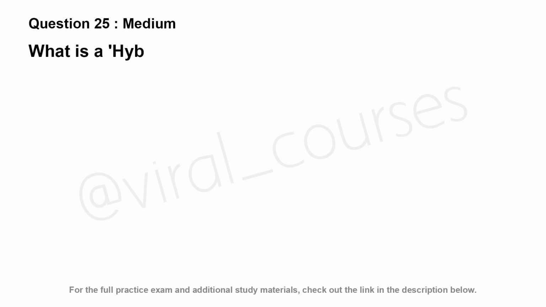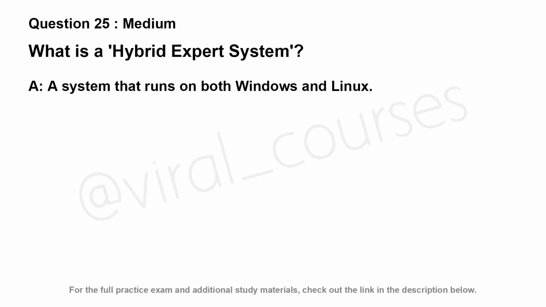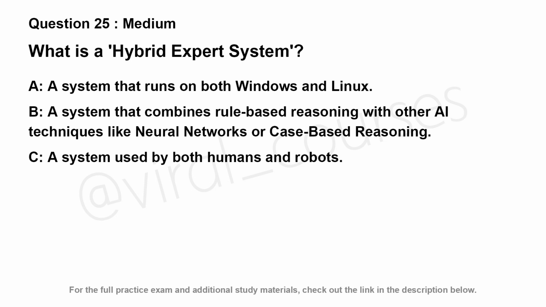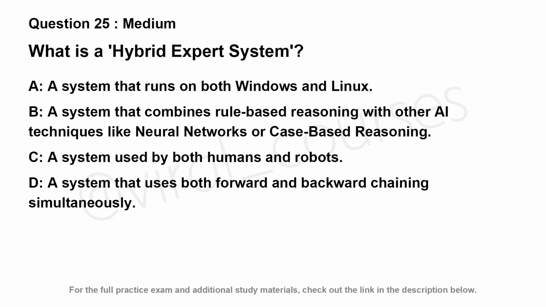what is a hybrid expert system? Option A. A system that runs on both Windows and Linux. Option B. A system that combines rule-based reasoning with other AI techniques like neural networks or case-based reasoning. Option C. A system used by both humans and robots. Option D. A system that uses both forward and backward chaining simultaneously.